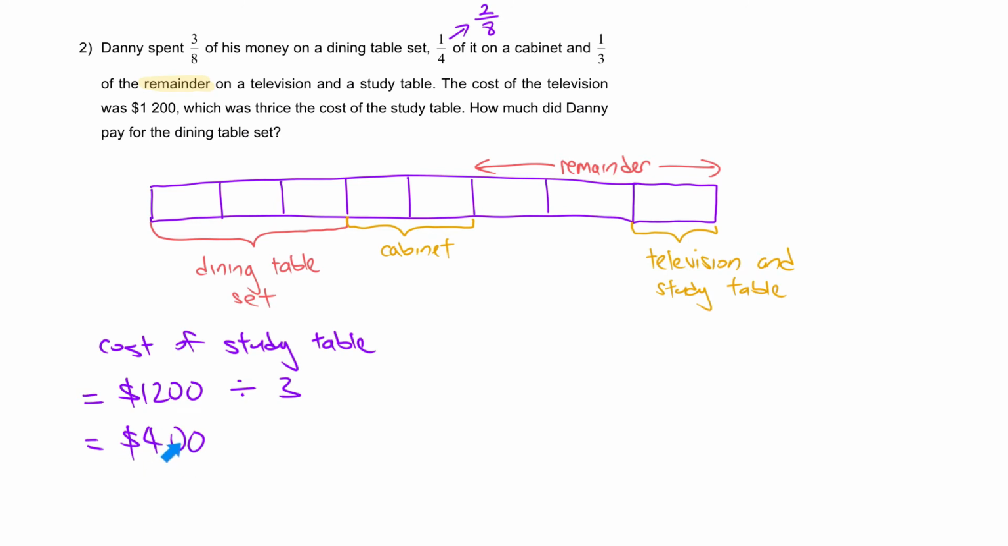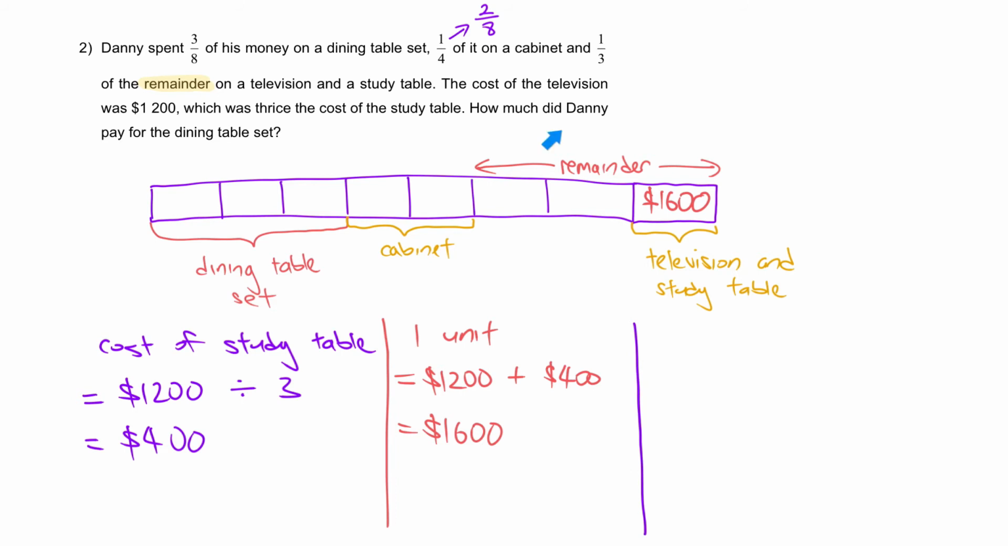This television set is 3 times of the study table. So this is 400. Right now, what can we say about this? Television is 1200. Study table is 400. So what is 1 unit? 1 unit will be 1200 plus the 400. So it's 1600. Per unit is $1600. So every single unit here, $1,600.